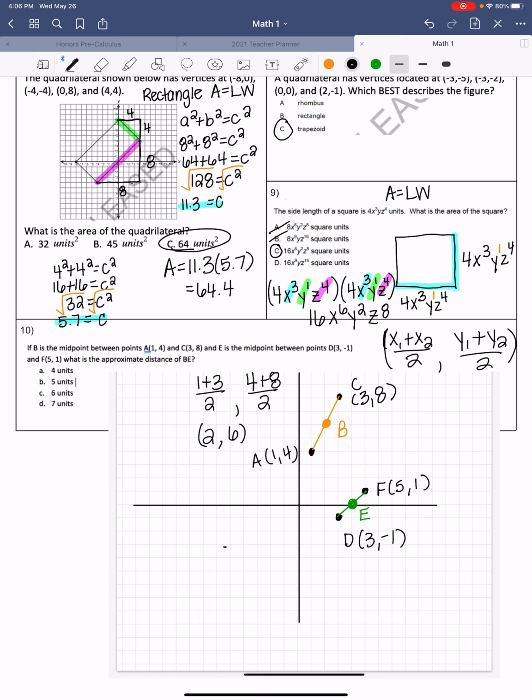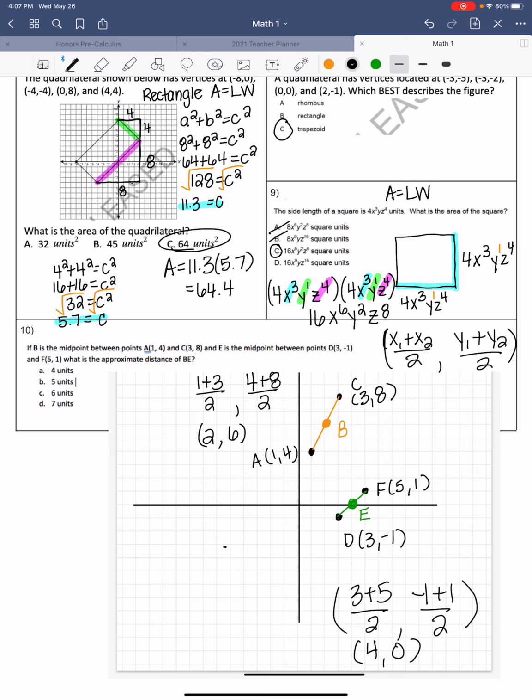All right, so now we're going to do E over here. So we're going to do 3 plus 5 divided by 2. And then negative 1 plus 1 divided by 2. So 3 plus 5 is 8, divided by 2 is 4. Negative 1 plus 1 is 0, divided by 2 is 0. And I can see that that is located at 4, 0. So we have the correct points here.